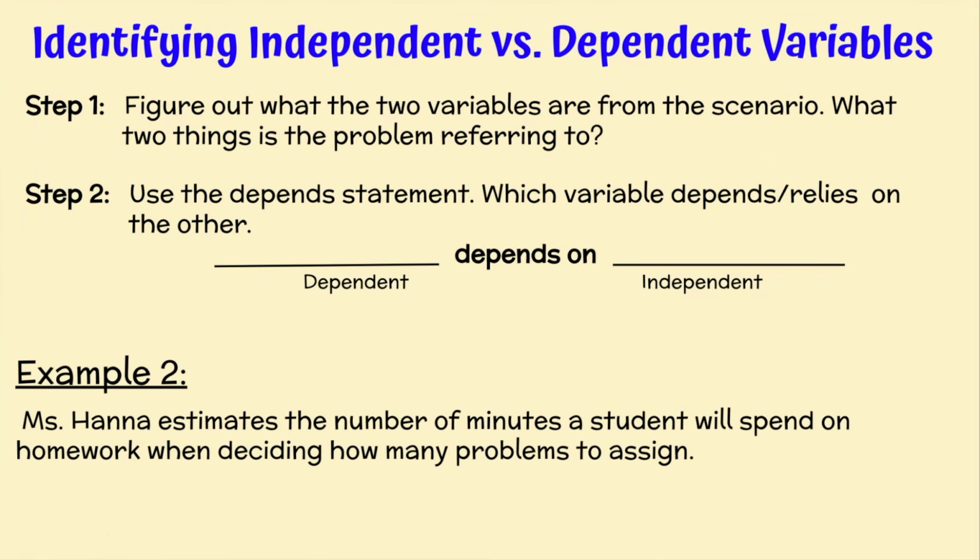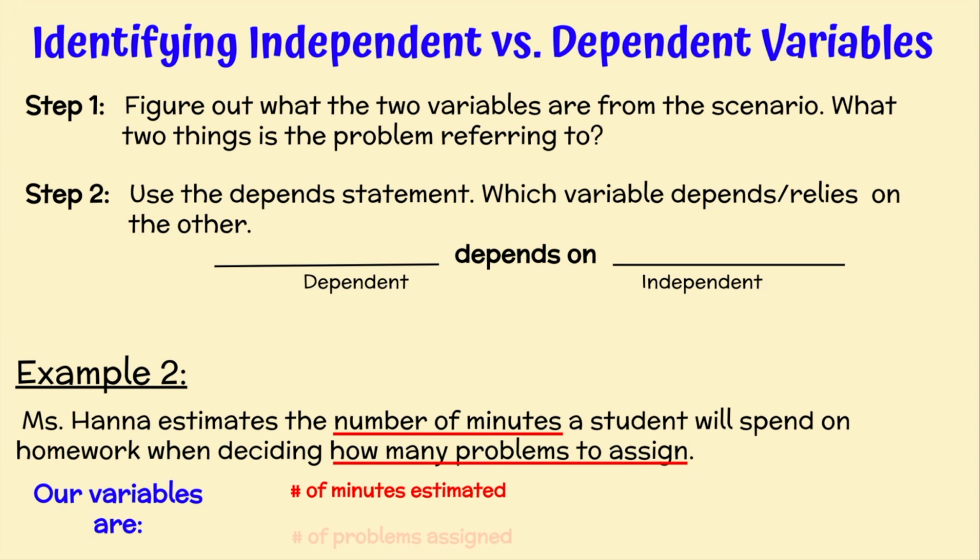Example 2. Miss Hannah estimates the number of minutes a student will spend on homework when deciding how many problems to assign. What is this problem talking about? What are the two variables? Good. It's the number of minutes and how many problems to assign. So our variables are number of minutes estimated and the number of problems assigned. Now, which one's the dependent and which one's the independent? We should plug them into our depends statement to help us determine this.